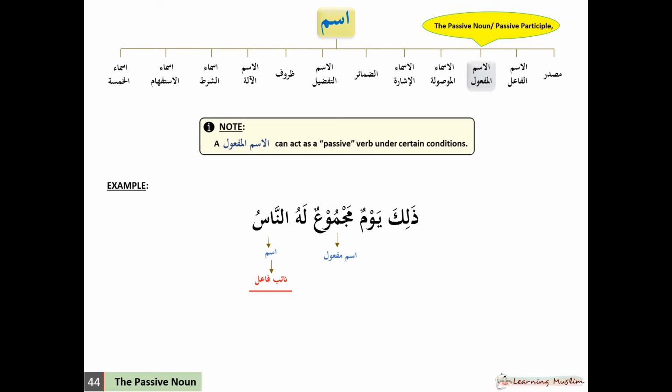So just to summarize, the masdar, the ism fa'il, and the ism maf'ul, under certain specific conditions they can act as verbs, and thus we would find in the sentence a fa'il and a maf'ul bihi, even though there's no actual verb in the sentence.